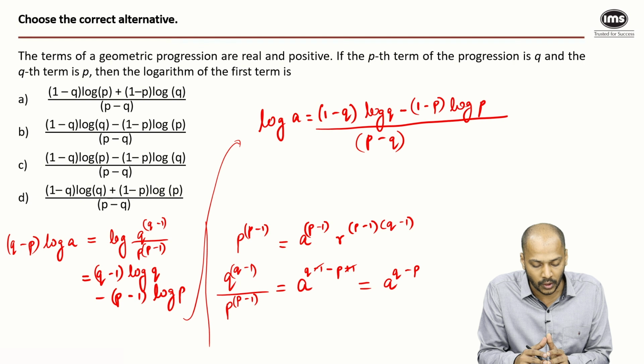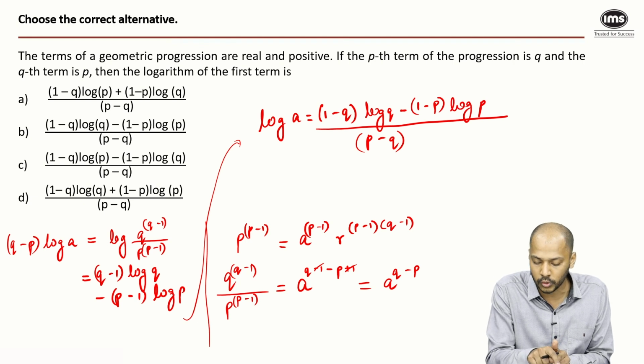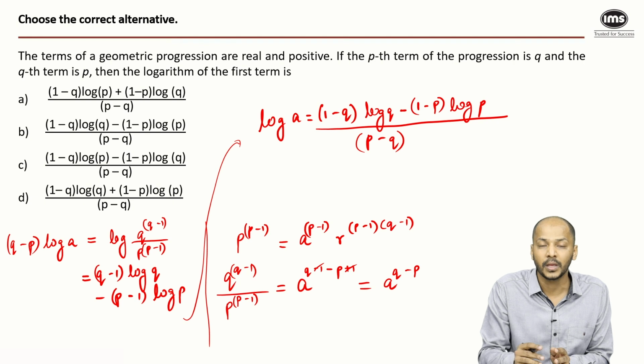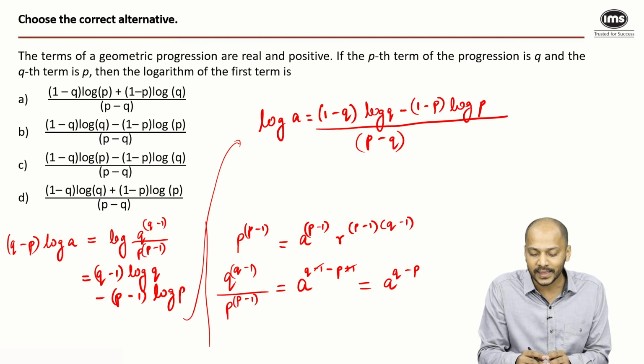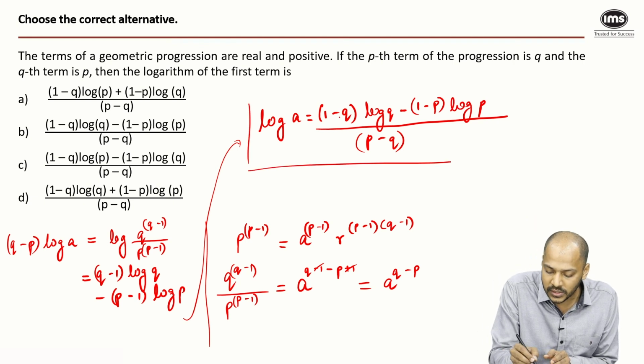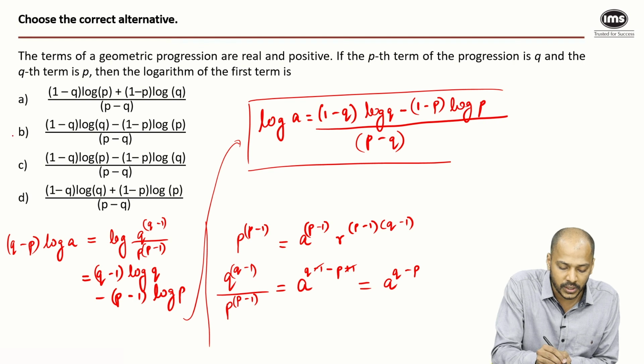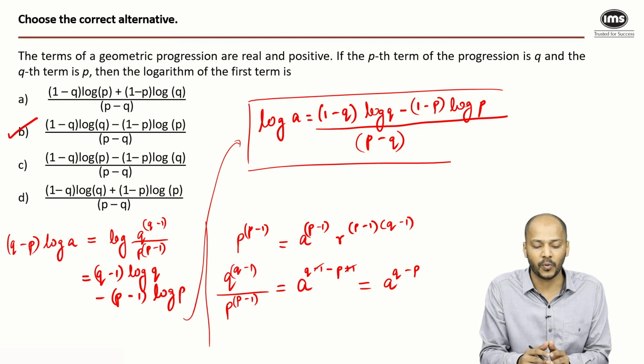And therefore, I'll just check if there's an option like this. Log of a would be equal to 1 minus q times log q minus 1 minus p times log p upon p minus q. There's an option which looks exactly like this. Hence, the answer to this question would be option B. That is 1 minus q times log q minus 1 minus p times log p upon the whole upon p minus q.